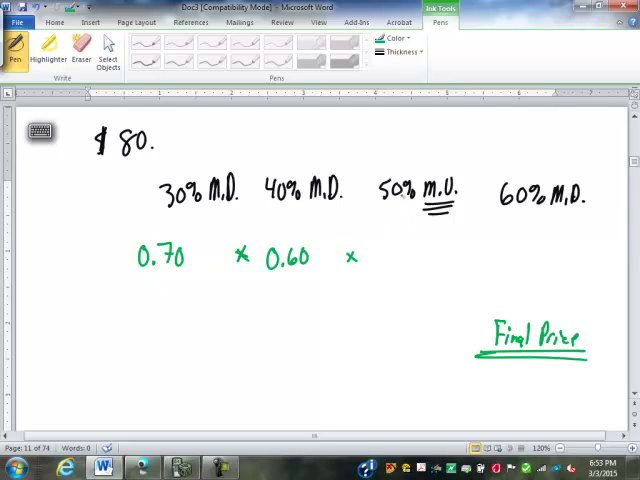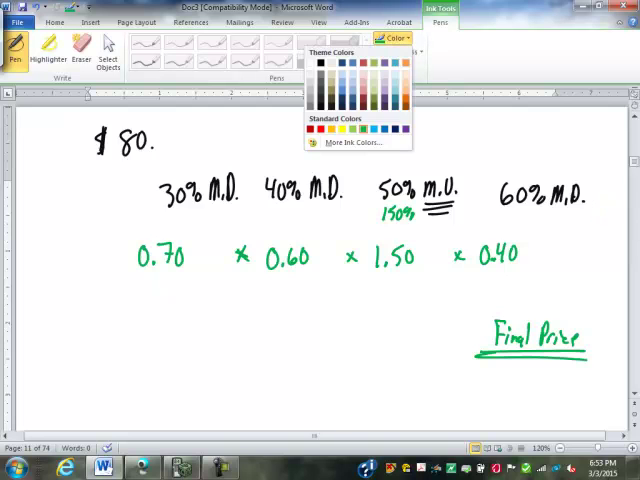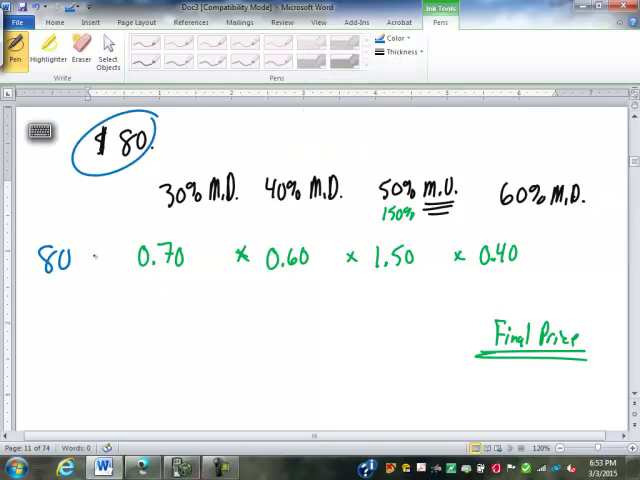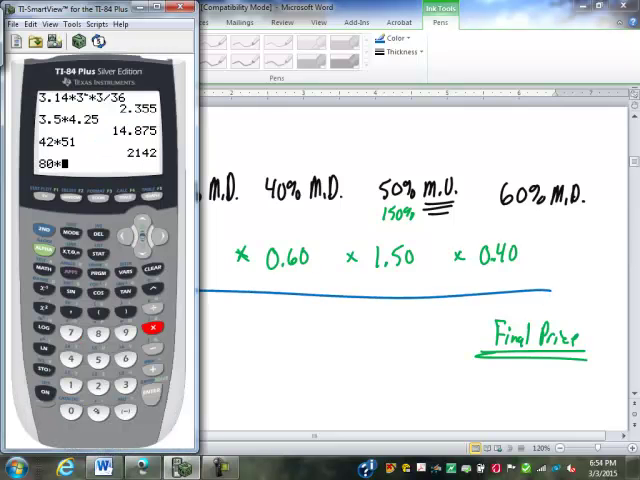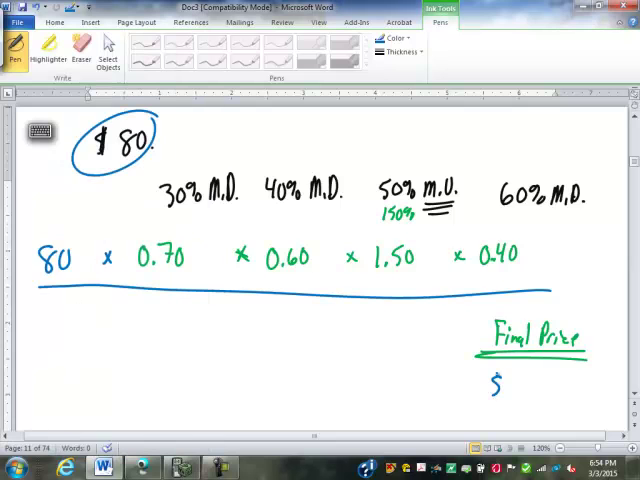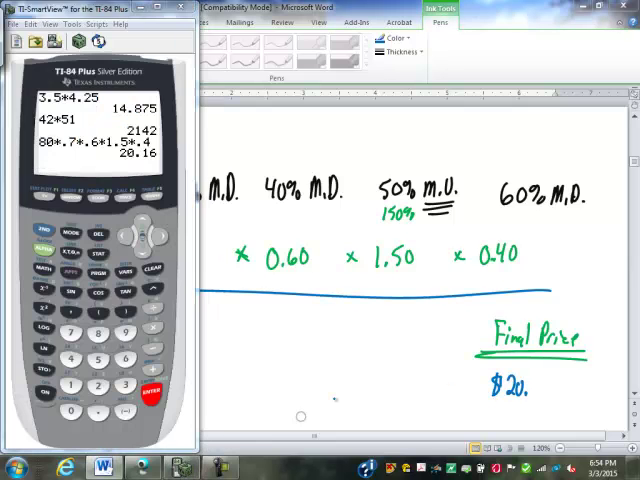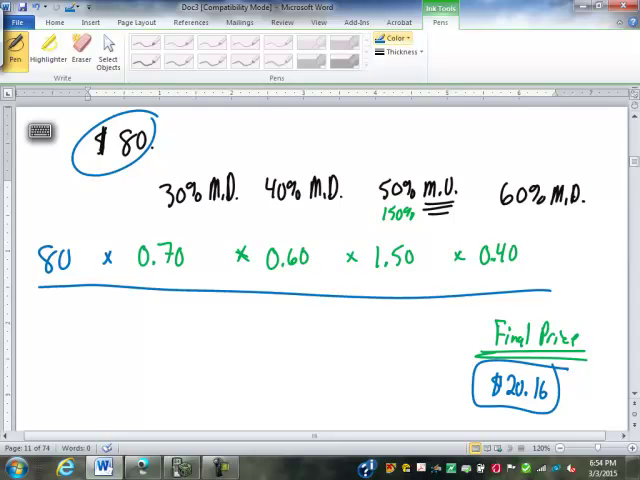Now this one's a little tricky. 50% markup means 150% or 1.5. Good. Then another 60% markdown, 0.4. 40% or 0.4. So what we're going to do is take this $80 and multiply it by all that. So 80 times the 0.7 times 0.6 times the 1.5 to mark it back up, and times 0.4 gives us a final price of $20.60. Or 16 cents, sorry. $20.16.